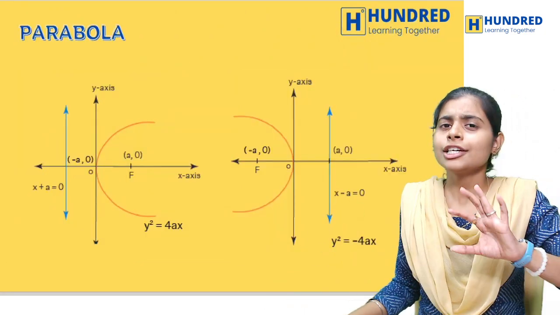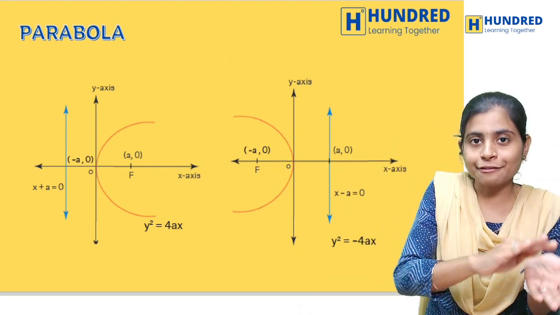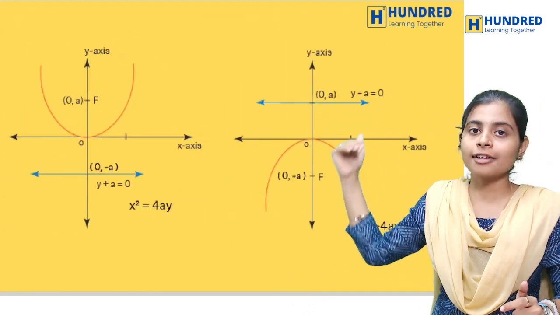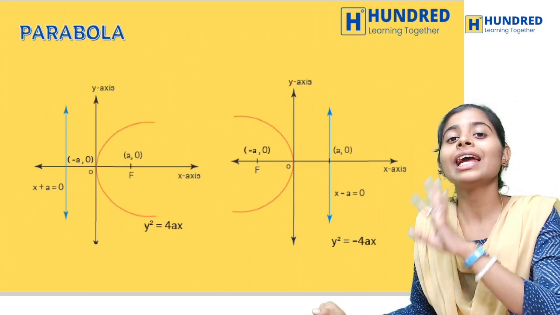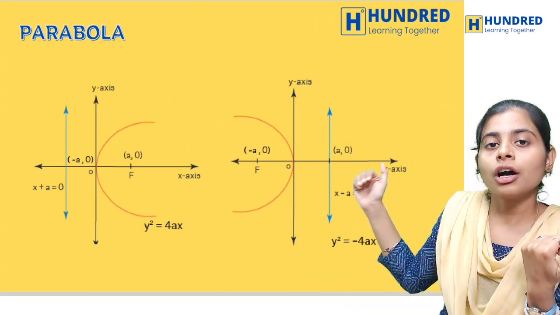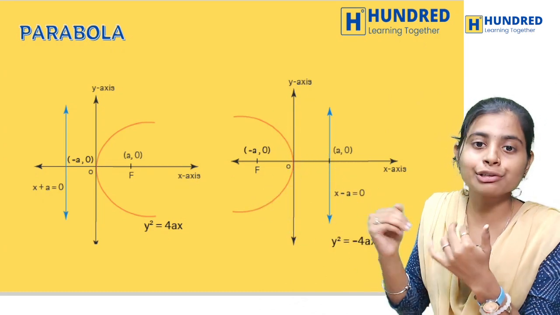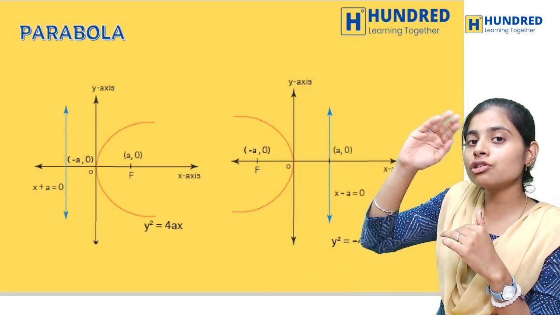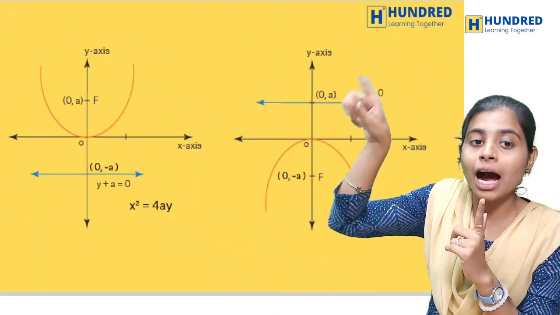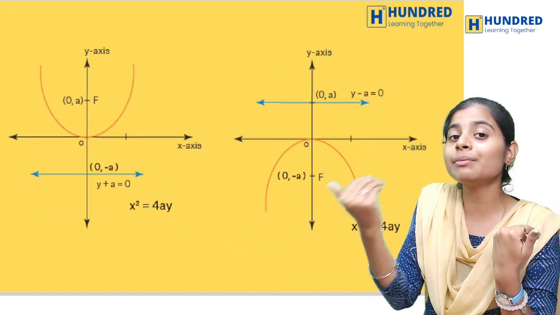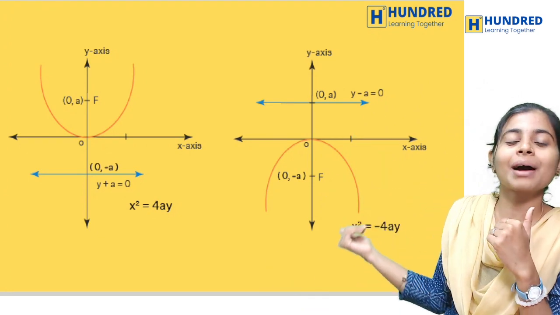Coming to parabola, in parabola we have four standard forms, that is, the curve is on the left side, right side, upward and downward. So we have four different standard equations for the parabola. When the curve is on the right side, the equation is y square equal to 4ax. When the curve is on the left side, y square equal to minus 4ax. When it is upward, the equation will become x square equal to 4ay. When it is downward, the equation will become x square equal to minus 4ay.